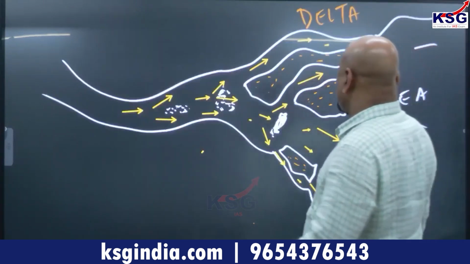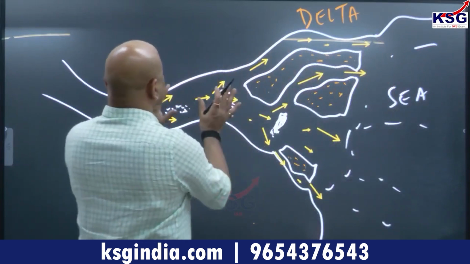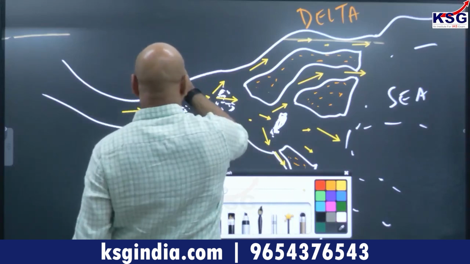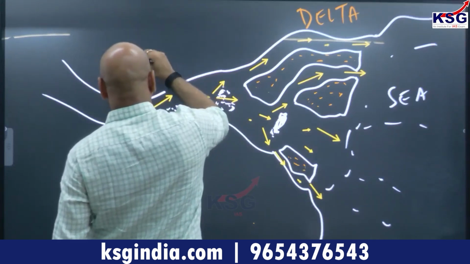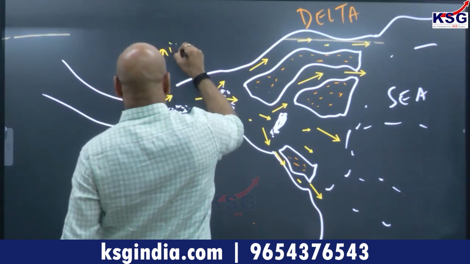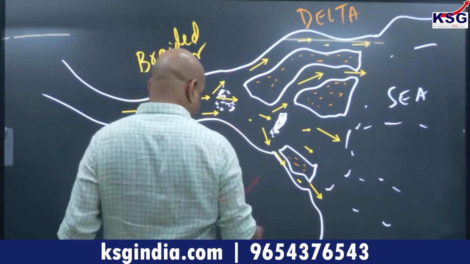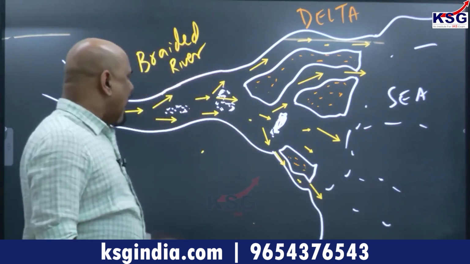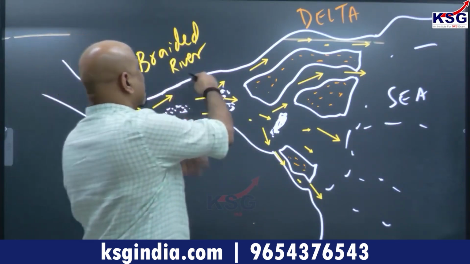Now, when a river meets the ocean, sediments will get deposited, and this sediment deposition is called braided river profile. What is it called? Braided river profile. What do we call a braided river? Whenever sediment gets deposited, after some years what will happen? These sediments get deposited, then splitting of these takes place.